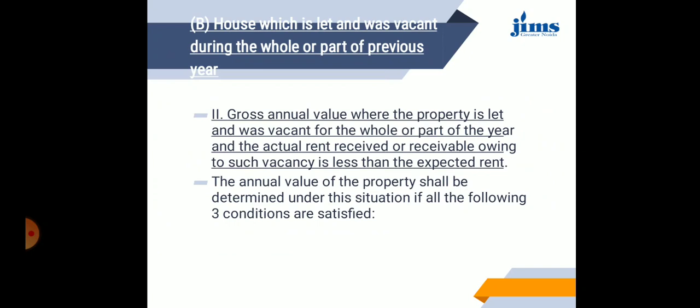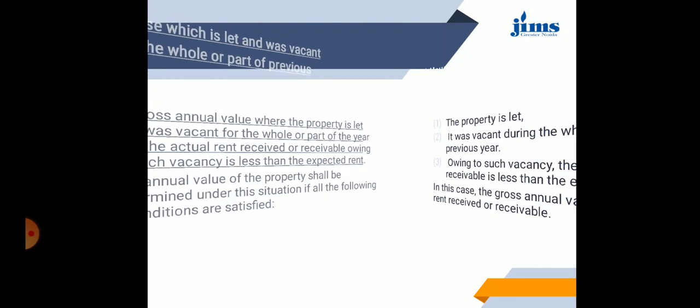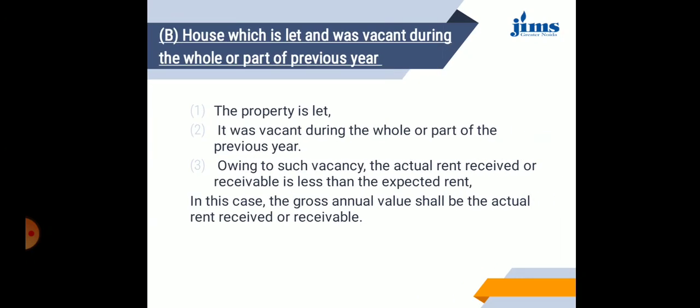In the second case, the gross annual value where the property is let and was vacant for the whole or part of the period, and the actual rent received or receivable owing to such vacancy is less than the expected rent, then the annual value of the property shall be determined if all the following three conditions are satisfied. Number 1, the property is let; number 2, it was vacant during the whole or part of the previous year; number 3, owing to such vacancy the actual rent received or receivable is less than the expected rent. In this case, the gross annual value shall be the actual rent received or receivable.